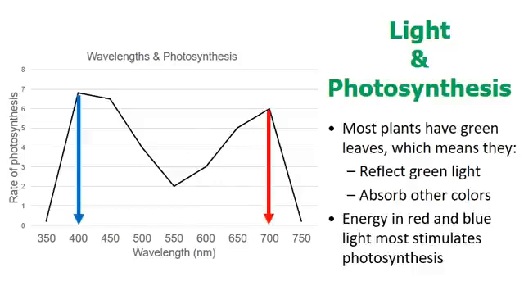Ironically, the color green around 550 nanometers, the color green that we most associate with plants, actually has the least amount of impact in their ability to do photosynthesis. That's because most green light is reflecting. Very little green light is actually absorbing into the leaf.